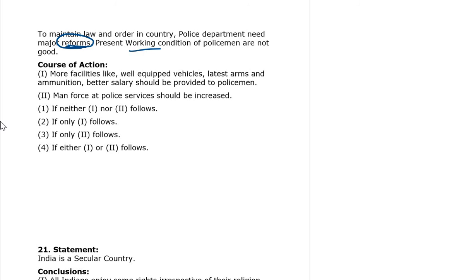Second one, manpower in police service should be increased. That is not given. Okay, the number of persons should be increased. It is not given. So what is given is reform. Reform means these are the possibilities. The answer is only one follows. Okay. Second question.